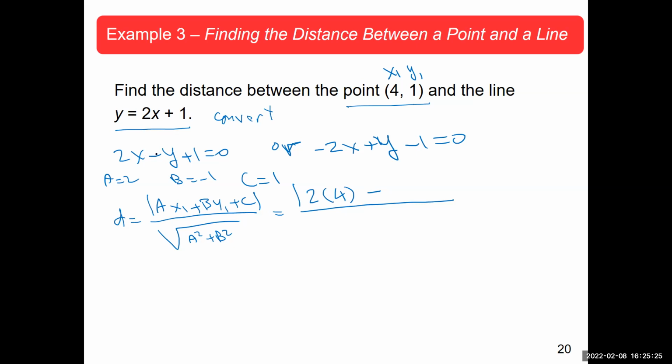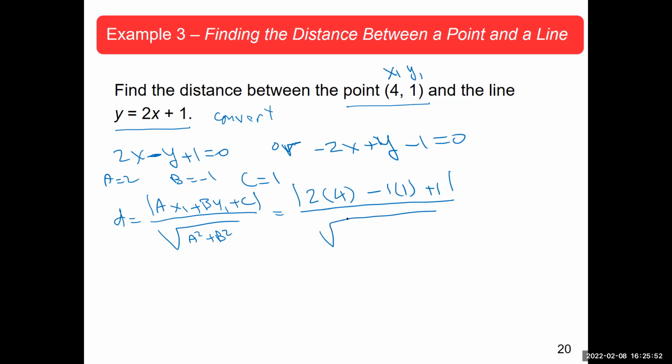I see negative in the formula. Negative, because B is negative 1, multiply by y1, which is 1, then plus 1, the value of c. Divided by square root of a.